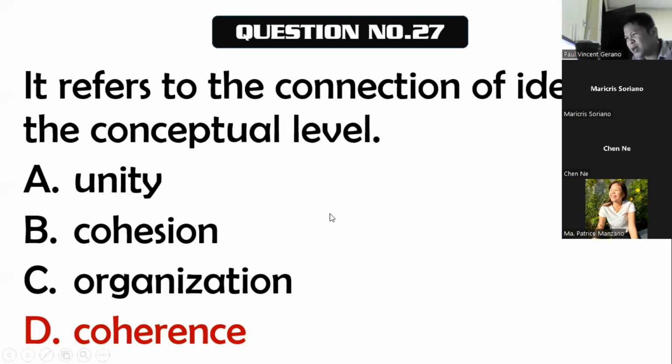What if okay naman yung transition ng words mo, pero hindi ka naman maintindihan? Walang coherence of ideas? May cohesion ka, pero wala kang coherence. They're not the same. These two concepts are not the same, although they look the same, but they're not the same.